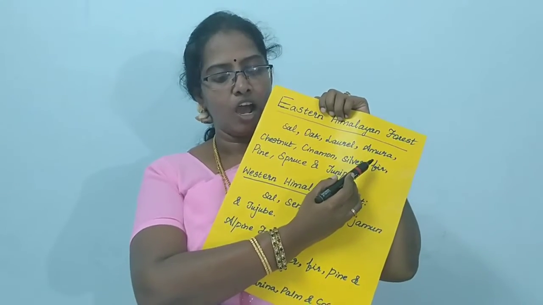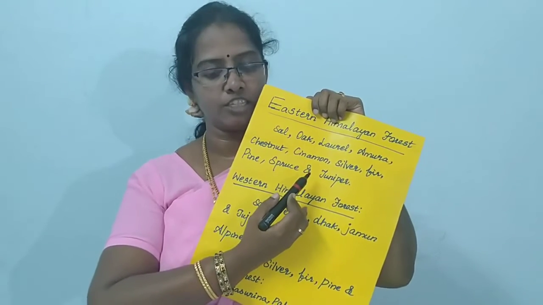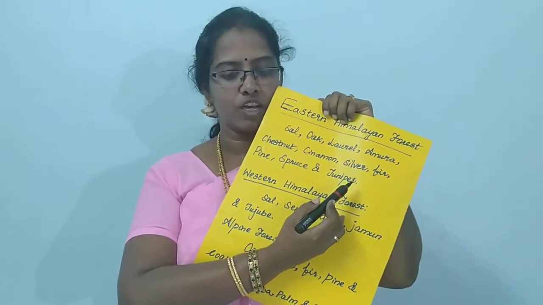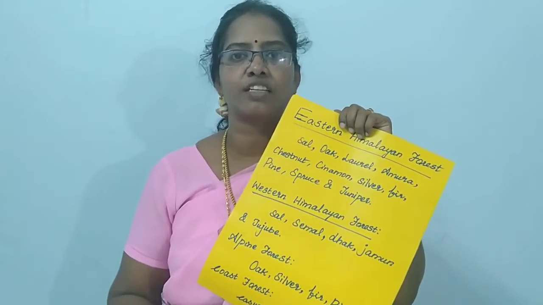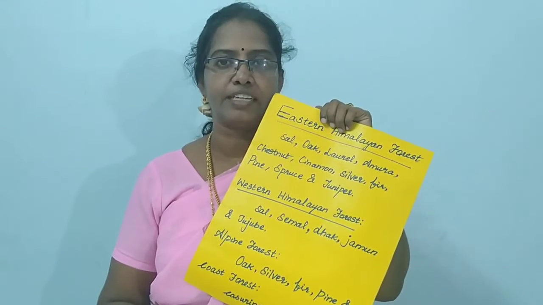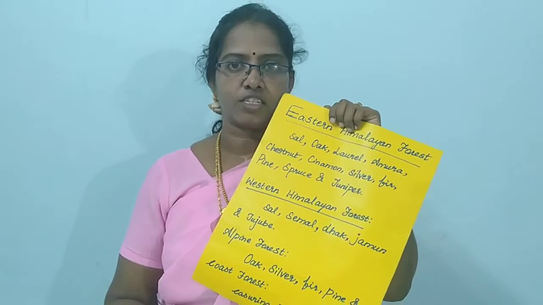Laurel, amura, chestnut, cinnamon, silver fir, spruce, and juniper. So fir, juniper and spruce are also trees available in the eastern Himalayan forest, children.